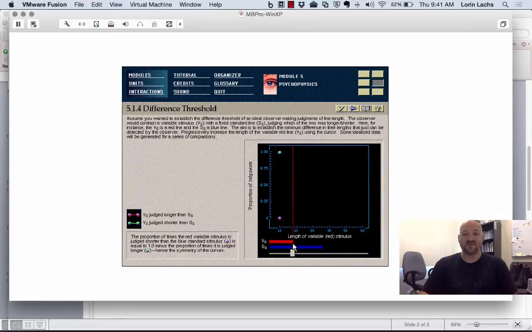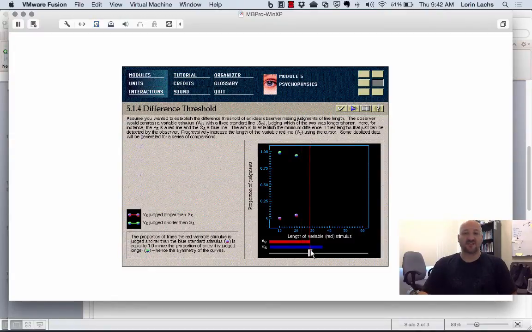Now, as the red line gets longer, the number of times that people say that the red line is longer than the blue line will increase. Now, you might be wondering, how on earth could they say that the red line is longer than the blue line here? Don't forget that these are being presented on a screen very, very quickly, and people have to make responses very, very quickly. So the closer the red line is to the length of the blue line, the more often people are going to say, yeah, the red line was longer than the blue line.